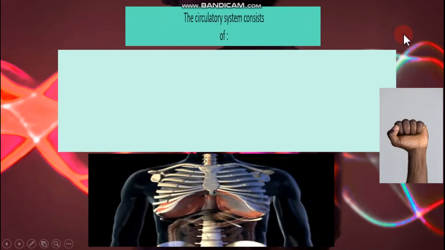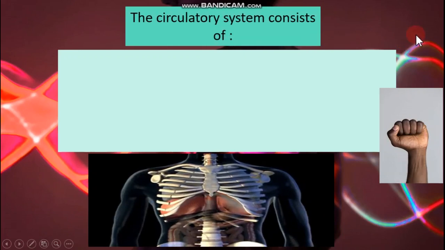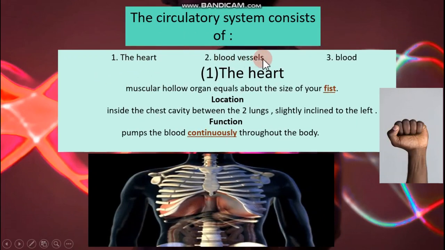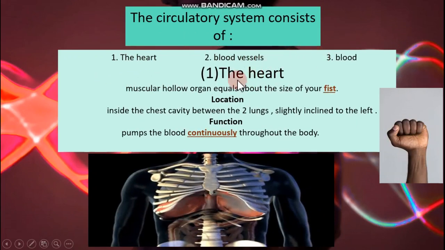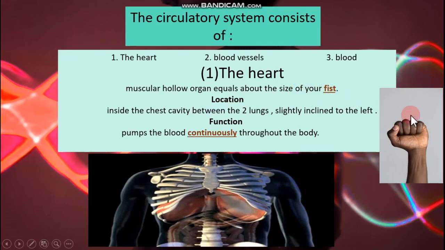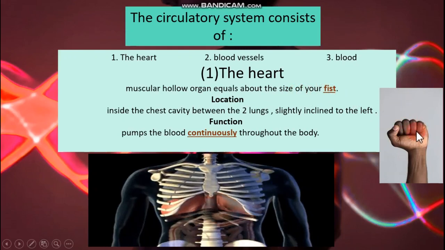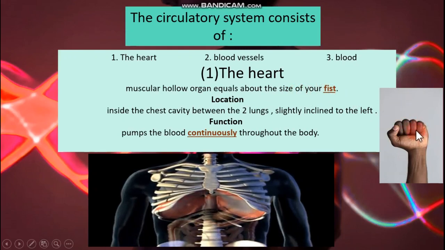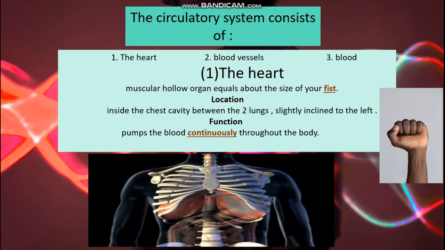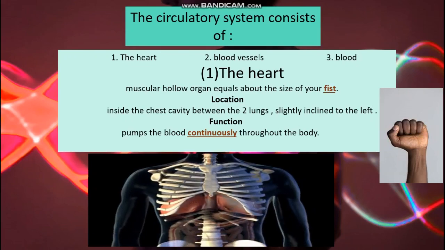So what are the components of the circulatory system? The circulatory system consists of the heart, blood vessels, and the blood. Number 1, the heart is a muscular hollow organ about the size of your fist. To bend your fingers toward the palm of your hand, this is called a fist. So your heart is about the size of your fist.